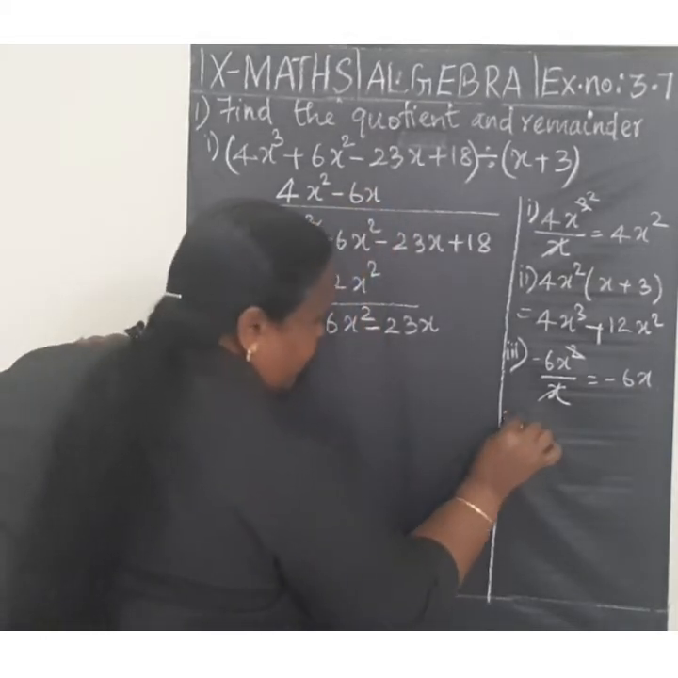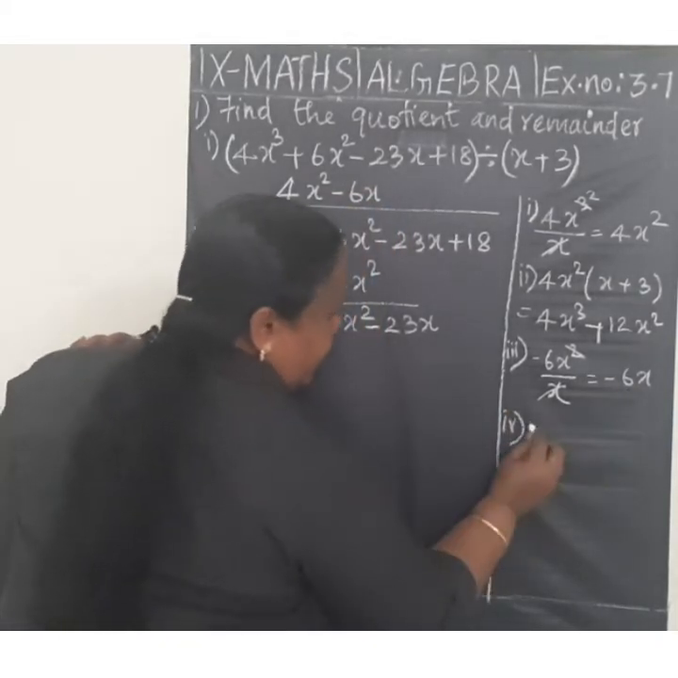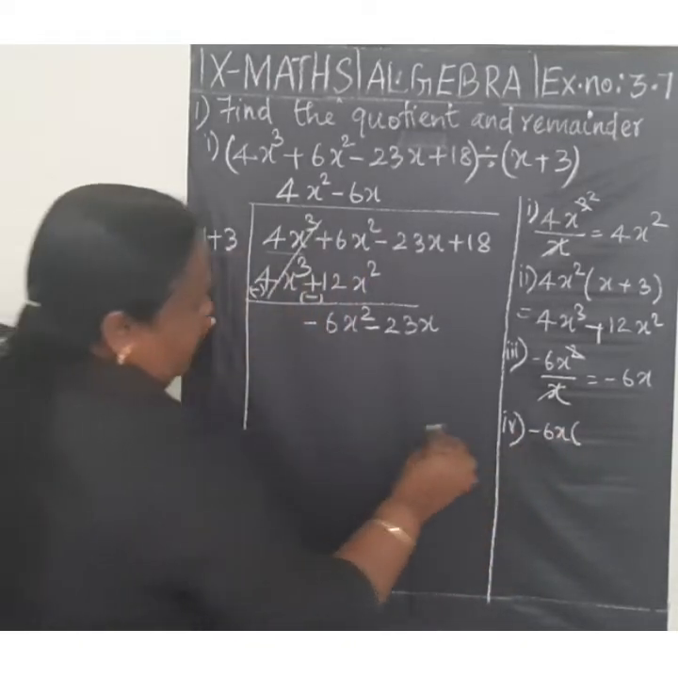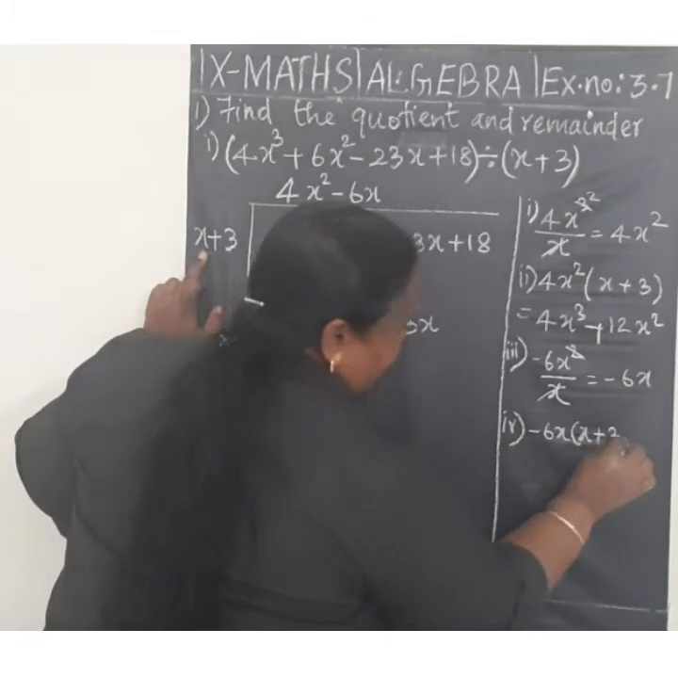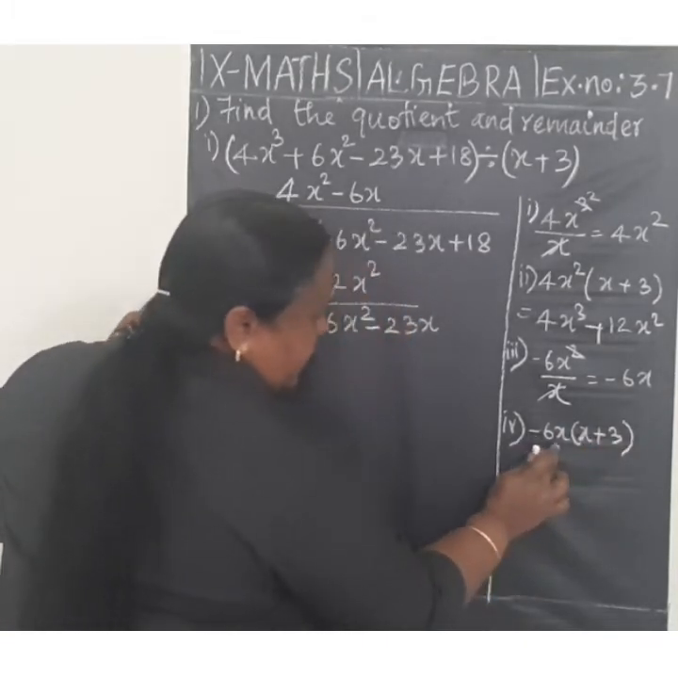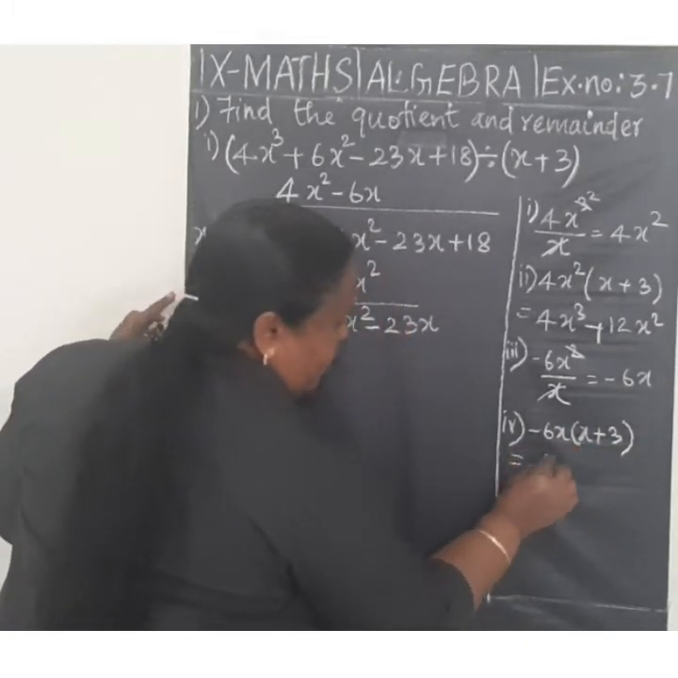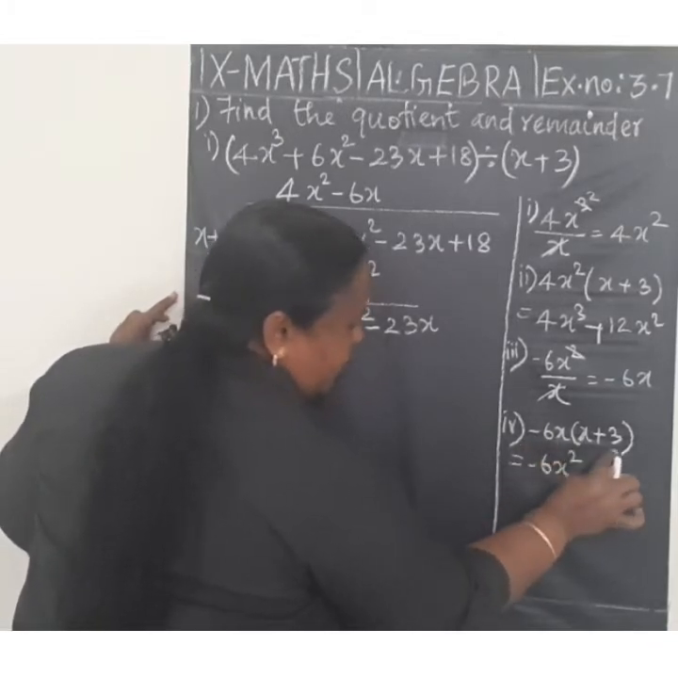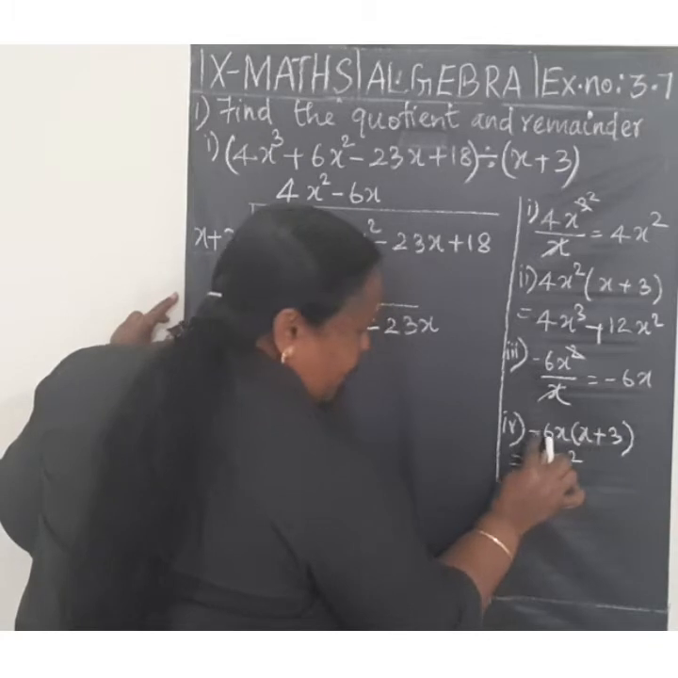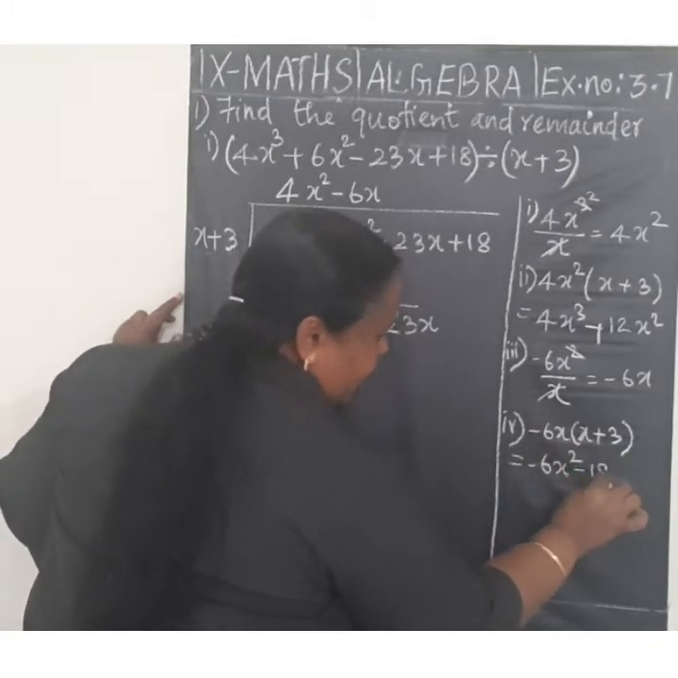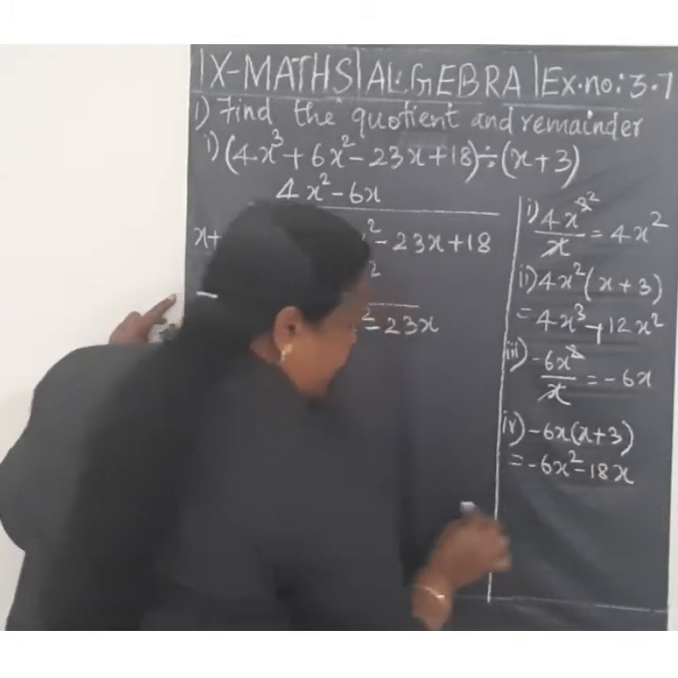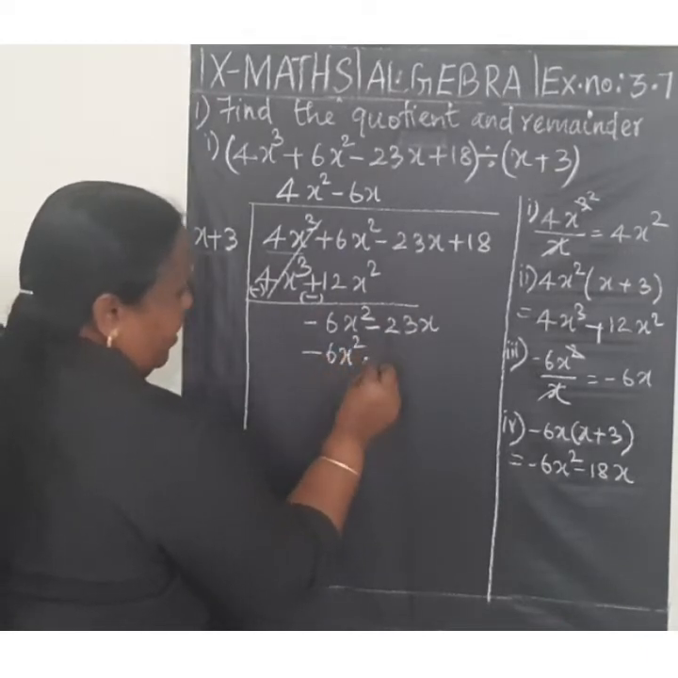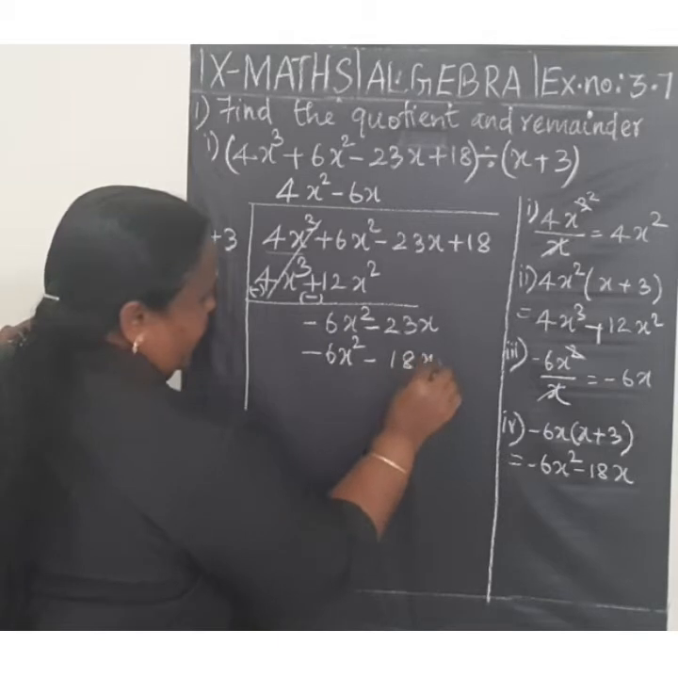So this minus 6x we have to write here in the quotient. Then the fourth step: this minus 6x, again we have to take the divisor and multiply it. So minus 6x into x is equal to minus 6x square. Minus 6x into 3: 6 threes are 18, plus into minus, minus 18, and x is there. So we have to write minus 6x square minus 18x.